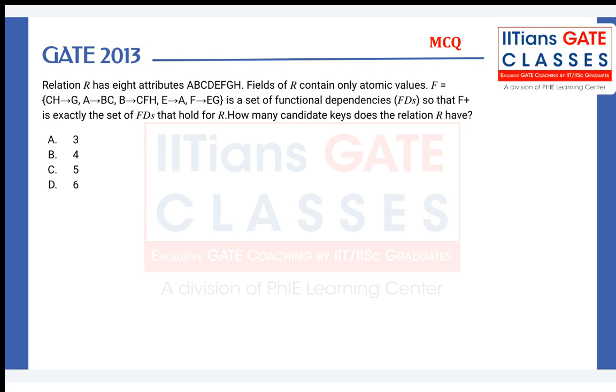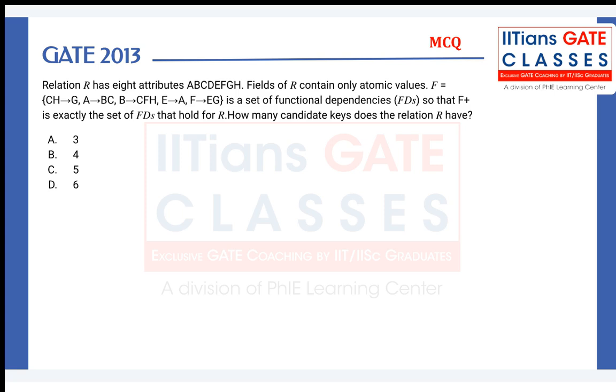Okay. So first try to read the question. Relation R has 8 attributes, A, B, C, D, E, F, G, H. And the fields of R contain only atomic values. This is just to fill the question. Obviously, if it's a relational model, each field will have atomic values. You're not allowed to have multi-valued in an attribute. F is a set of functional dependencies that they have given, and F plus is exactly the set of functional dependencies that hold for R.